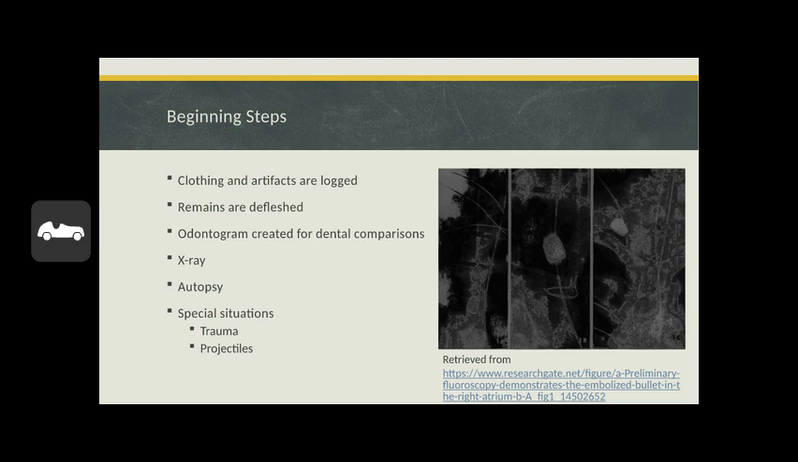Since victims of genocide are often subject to violence, certain situations, such as physical trauma and the presence of projectiles, are accounted for. In the case of trauma that has caused significant damage, the bones are reassembled to the best of the pathologist's ability. Projectiles such as bullets are detected using instruments such as a fluoroscope, illuminating these foreign objects in the body. This picture on the right shows an example of a fluoroscope being used to locate a foreign object, in this case a bullet.